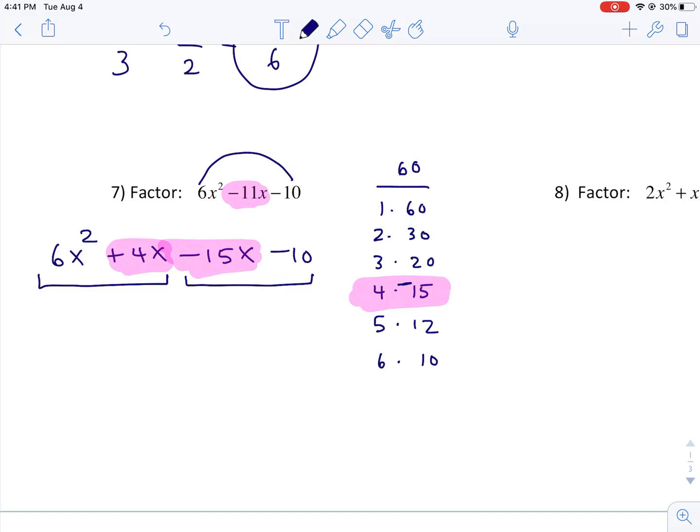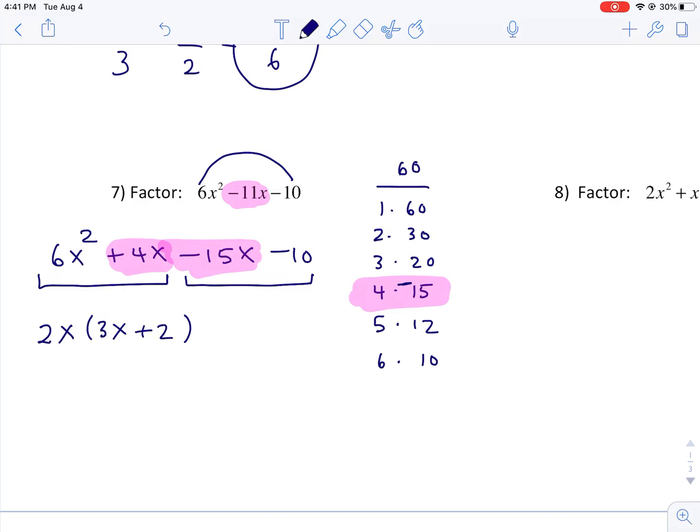You remember this from Algebra 2, don't you? Group the first two. Get a greatest common factor for 6x squared and 4x. Greatest common factor, what goes into both? 2x. And if you take 2x into 6x squared, I get 3x. 2x goes into 4x twice.